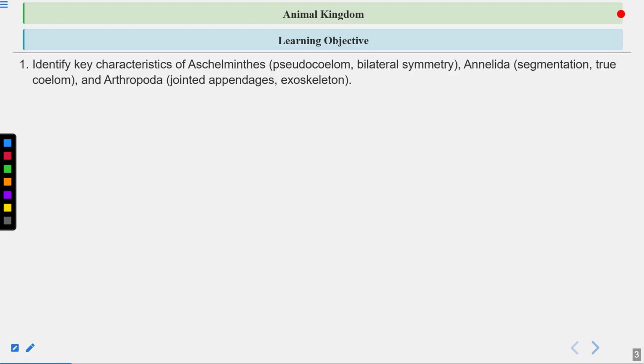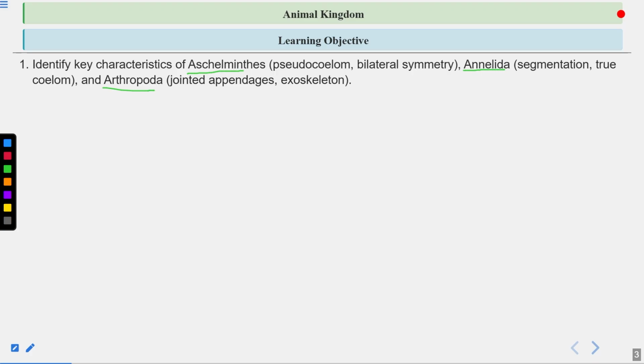So, in today's session, what are the learning objectives, right? To identify the key characteristics of the Aschelminthes. What are the phyla we are going to study today? That is the Aschelminthes, Annelida, and Arthropoda. These are the three very important phyla that we are going to study today. Aschelminthes, why are they so important?